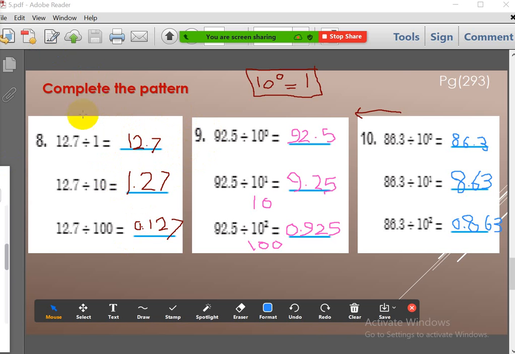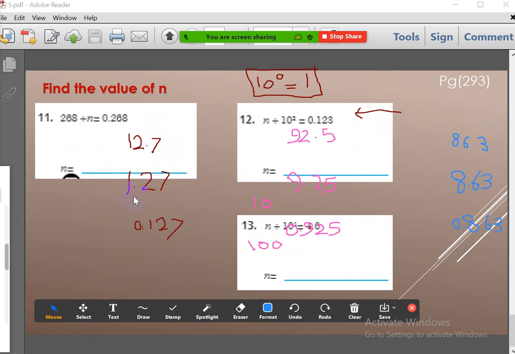I will erase only this side. I will leave number 10. Maybe someone didn't finish. So let's move now to this one. I will erase this one. Okay, actually I love this question. Find the value of n. Of course, in the exam we have a question like this. Find the value of n.